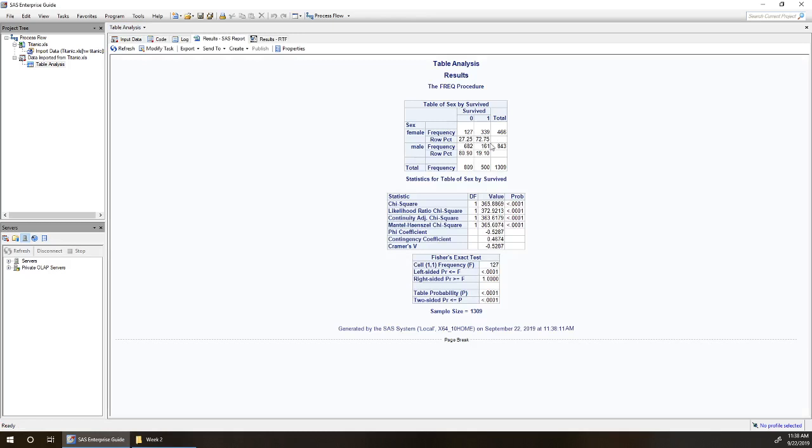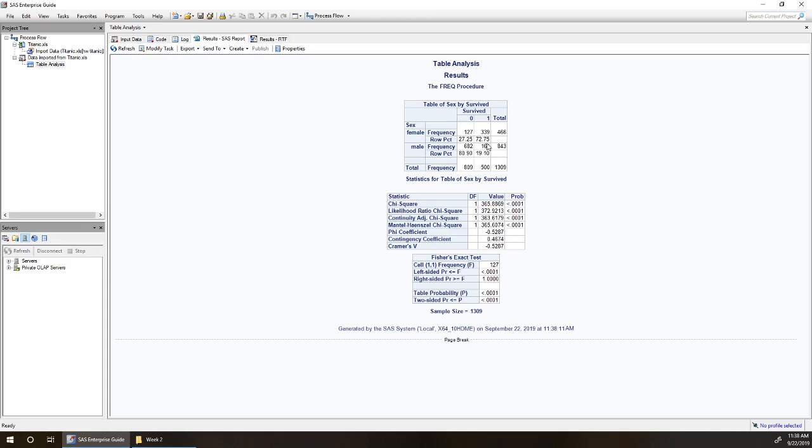Now our row percentages are within each row, so within female and male, what proportion survived and didn't. So for me, this makes more sense. We've got, for the people who were female, 72.75% of them survived, 27% didn't. Of the men, 19% survived, 81% didn't.